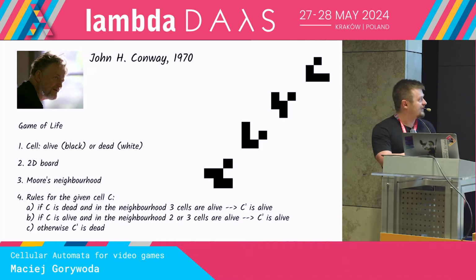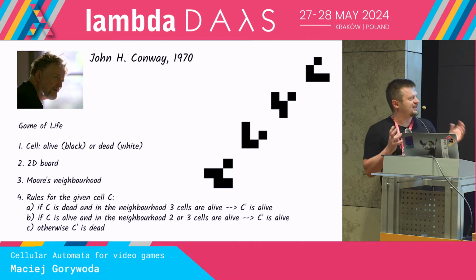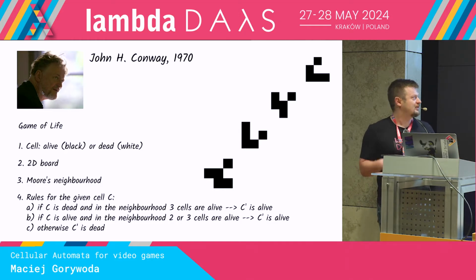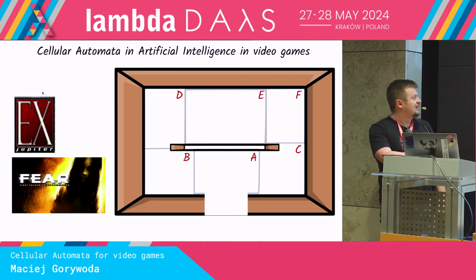If the cell is alive and the neighborhood has 2 or 3 cells that are alive, the cell will stay alive. Otherwise, if there are not enough alive cells in the neighborhood, or if there are too many, then the new iteration of our cell will be dead.